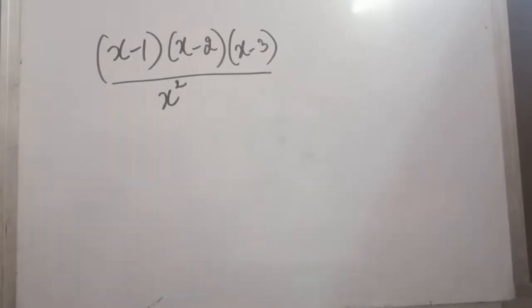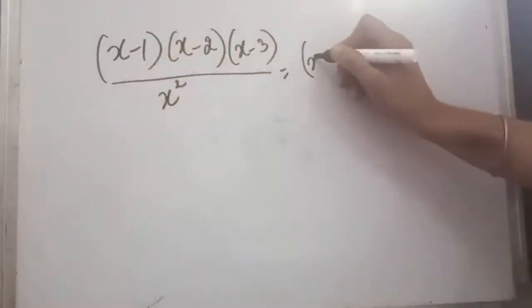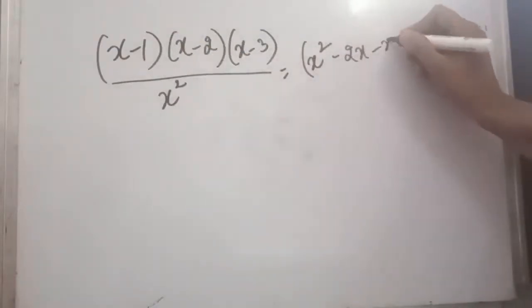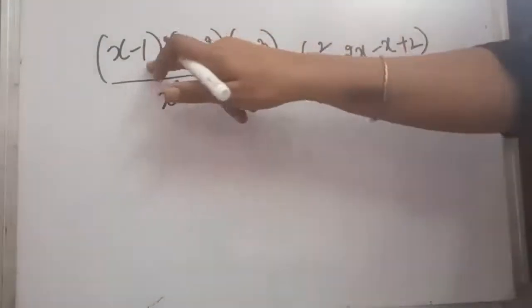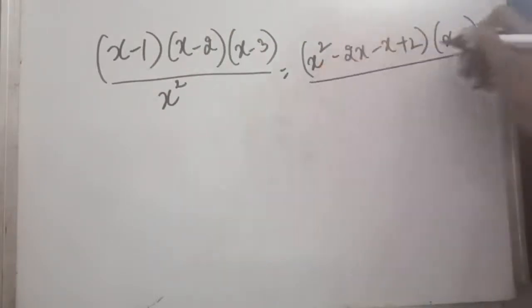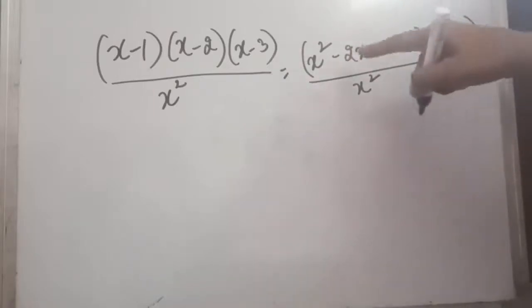So this is another question when we have to divide by the denominator. It is very simple. You have to open the brackets above, then we can divide it by x square. So opening the first two brackets, it will be x square minus 2x minus x plus 2. So these two brackets have been multiplied, and the second bracket has been written as it is, divided by x square. Now we can further solve it inside.